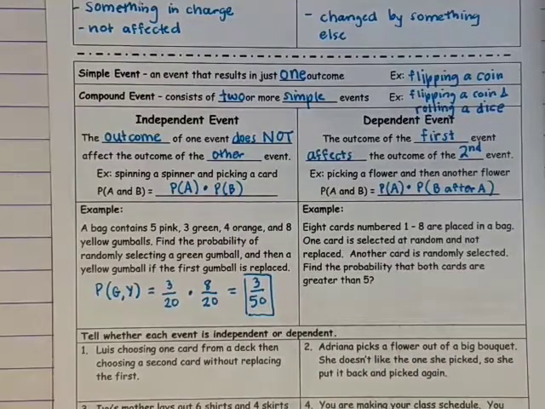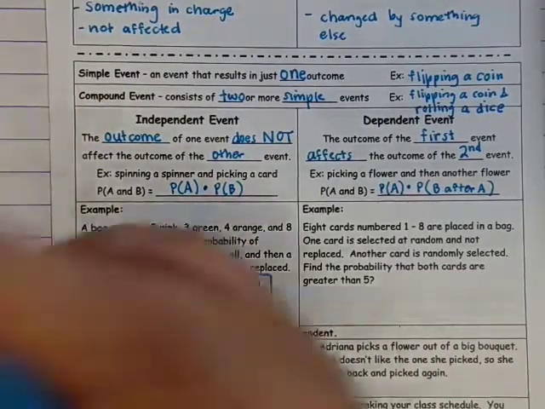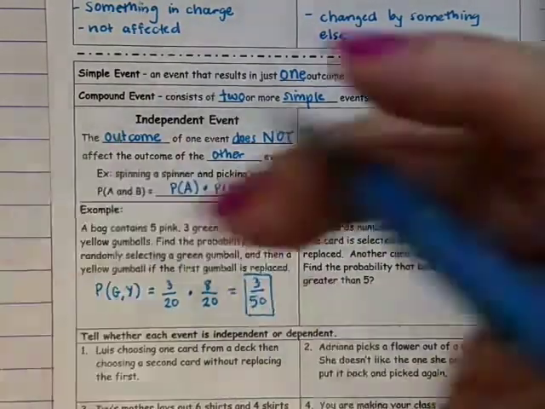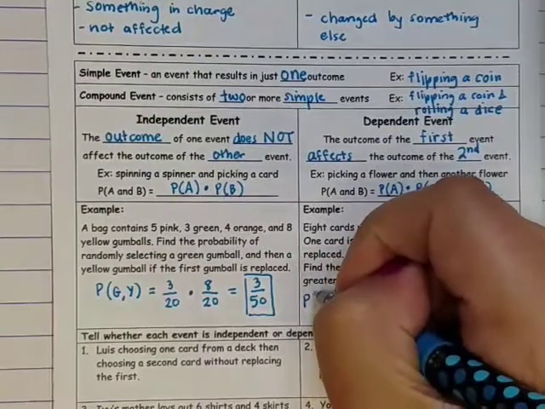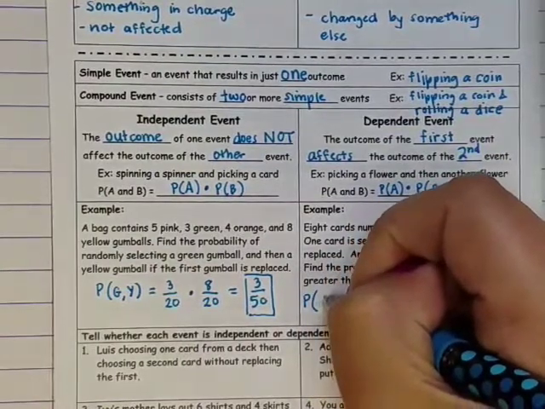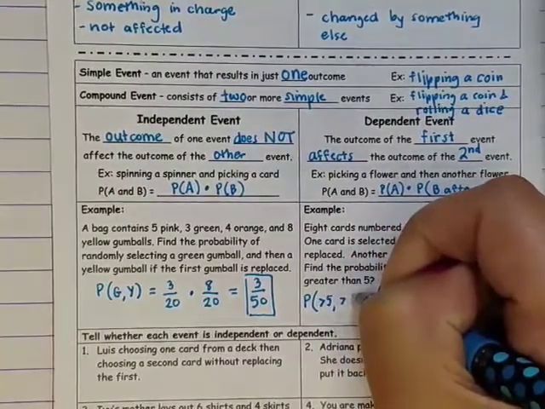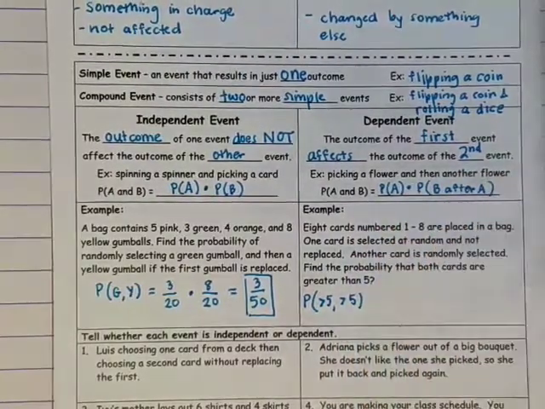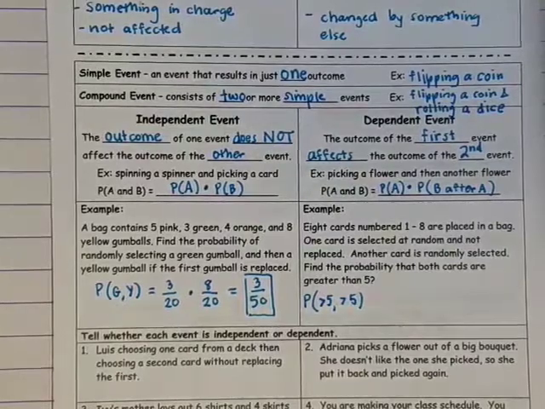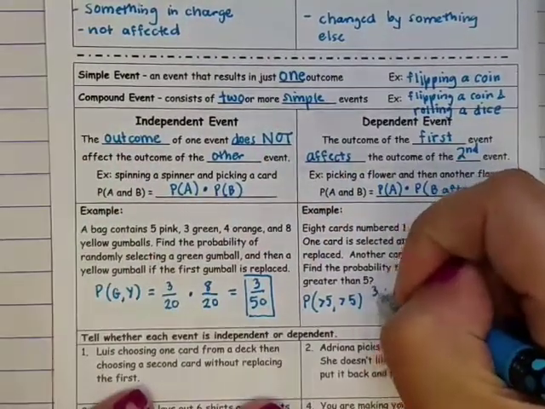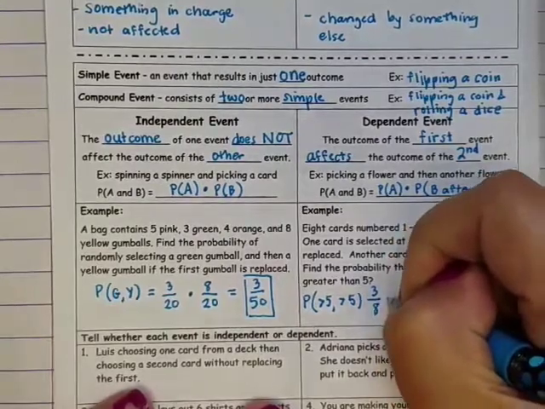So when talking about that, you're doing the probability that it's greater than 5. So your probability of greater than 5, and then greater than 5 again. Well, the first chance, how many cards are bigger than 5? 6, 7, and 8, so that's 3, and there's 3 out of 8.